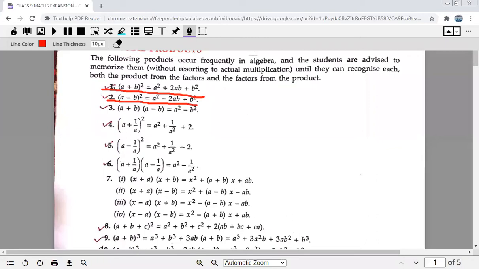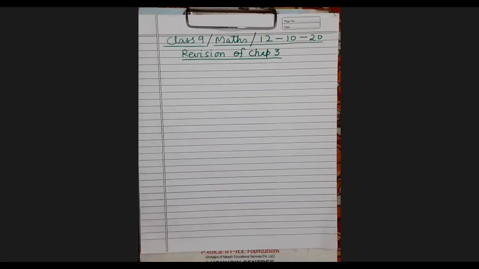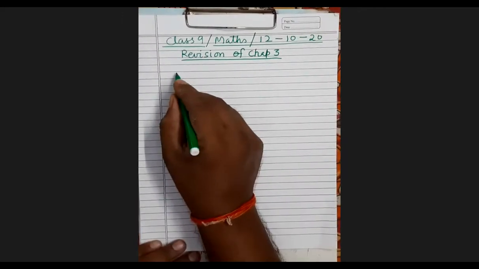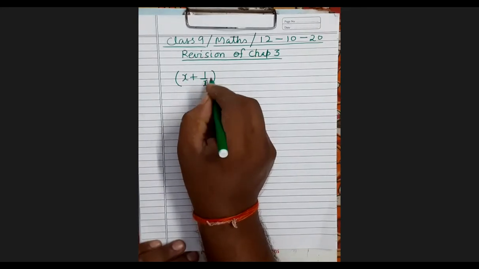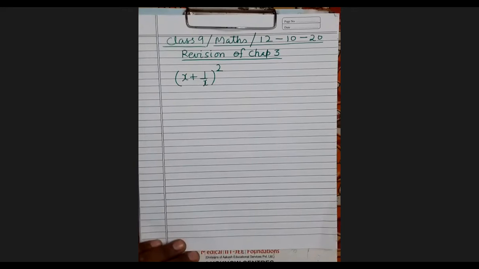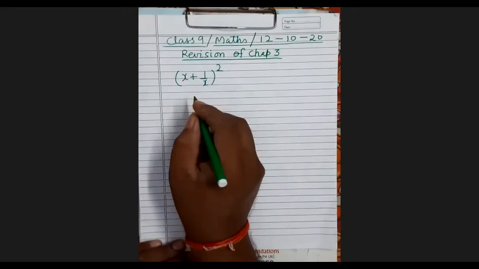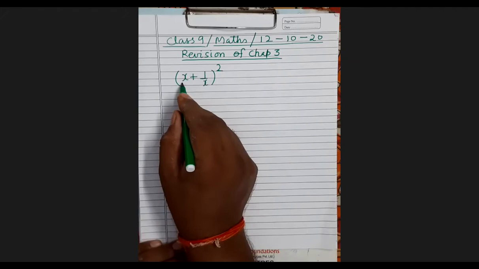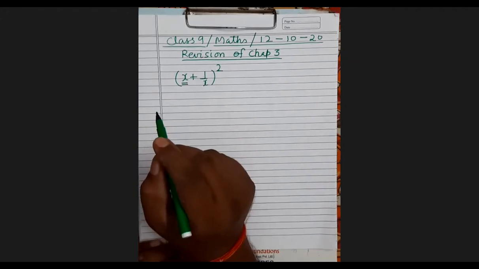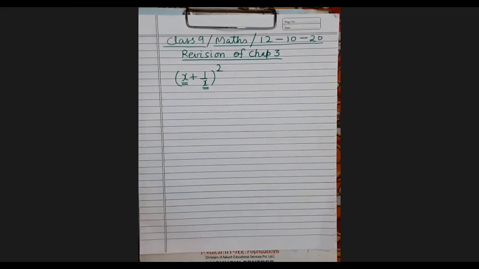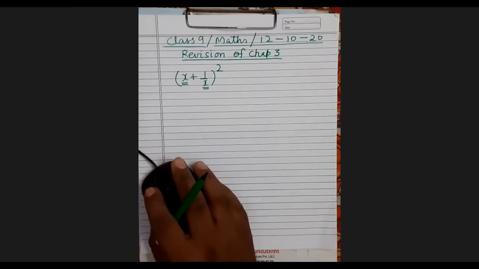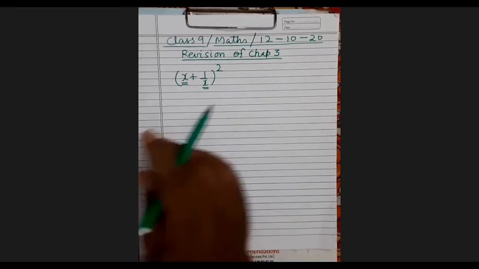There are two similar formulae. You can see here there are two more similar formulae. There is one formula, (x plus 1 upon x) whole square. This we can do by using (a plus b) whole square. What is in place of a? Who can tell? x. What is in place of b? It is 1 upon x. In place of a there is x, and in place of b there is 1 upon x.